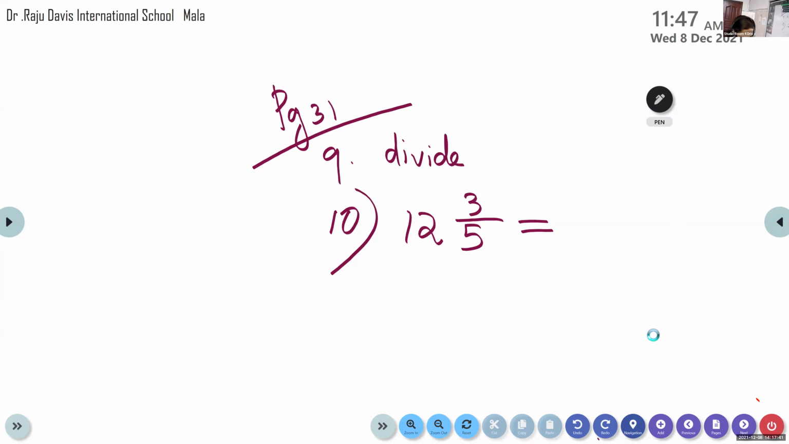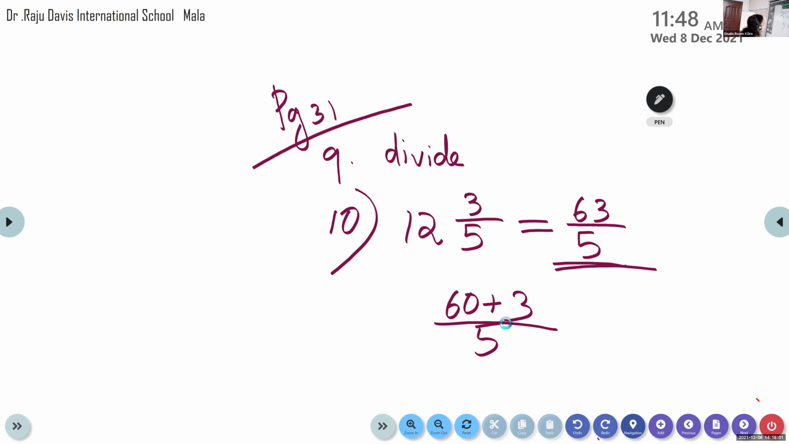Okay, so children, what's the answer? Yes, what's the answer? 12 times 5 is 60. 60 plus 3, 63. 63 by 5. You just need to write like this, okay? If you write the steps like this, 12 times 5, 60 plus 3, that's also correct, no problem. 60 plus 3 equal to 63 by 5.